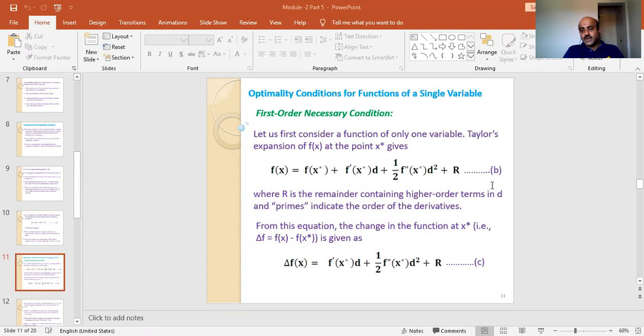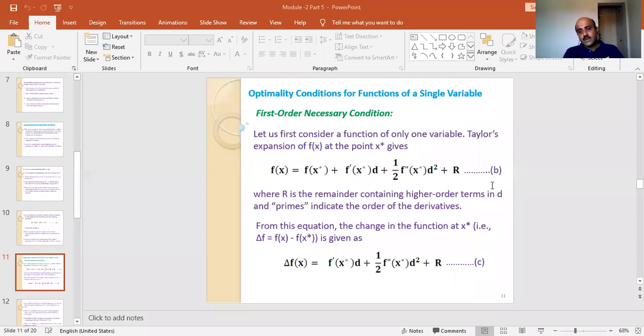Let us first consider a function of only one variable. Taylor's expansion of f of x at the point x star gives, as we derived previously: f of x is equal to f of x star plus f prime x star d plus half into f double prime x star d square plus R. So this is the Taylor's expansion series for a single variable.